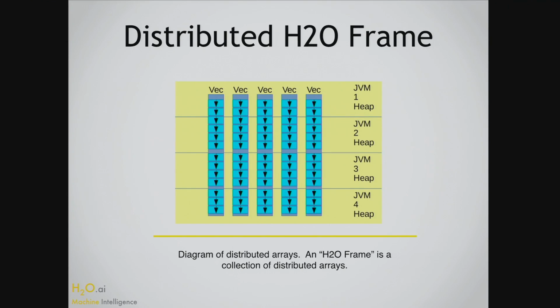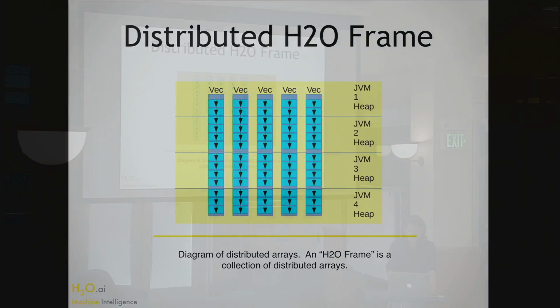Here's a picture of what a distributed H2O frame looks like and how you should picture it. Each of these little sections that say Java JVM heap would be like a 4-node cluster, possibly with many cores on each node.